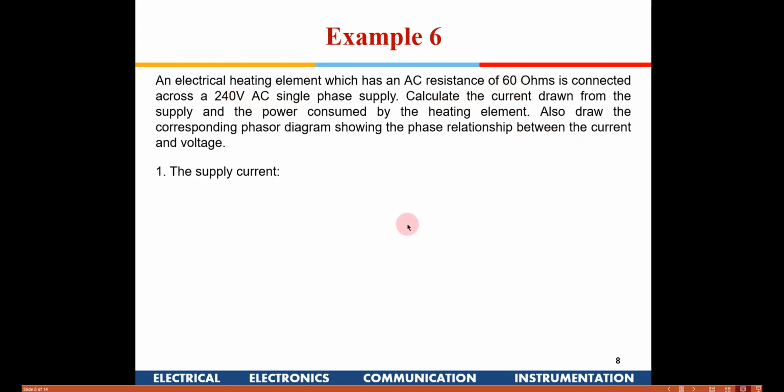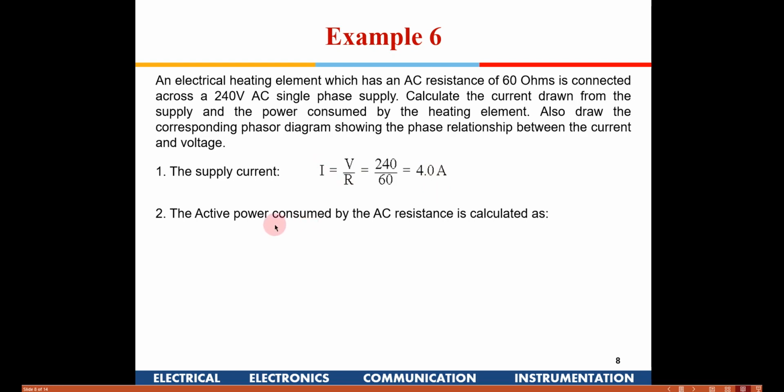So this problem is pretty simple. The supply current would be merely voltage divided by resistance. You get 4. So now this I is also an RMS value. Okay, and then the active power is, because here it says this is the total AC resistance, I squared R or V into I or V squared by R. You can use any of the formulas. You get 960 watts. Okay. Again, because this is an RMS value, you can straight away use these formulas out here.